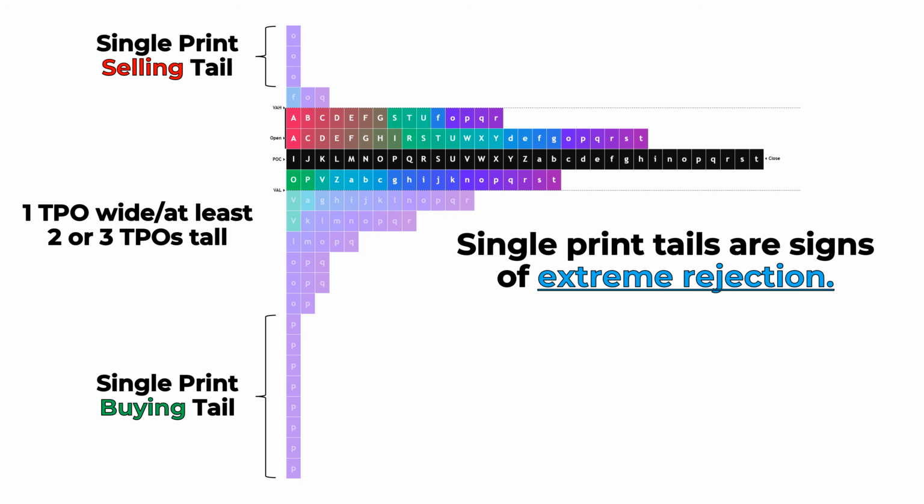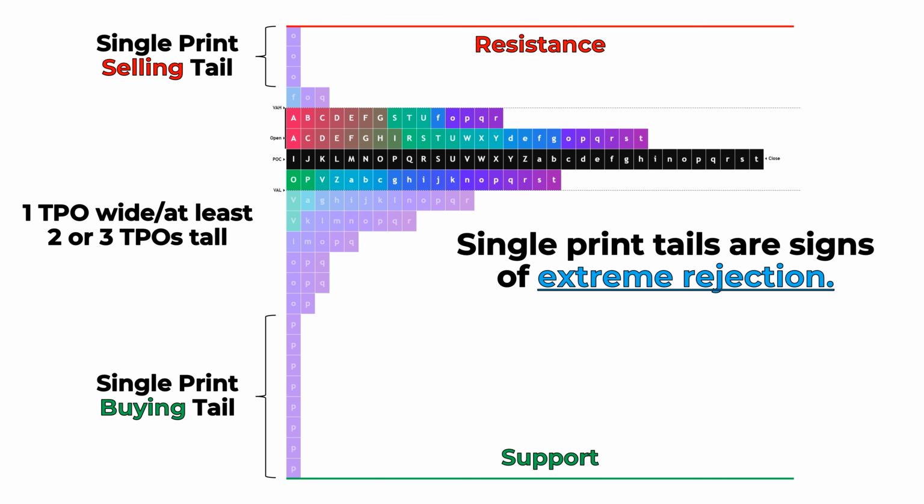In a single print buying tail, we have an indication of strong buyer response after sellers pushed price down. The market spent very little time at the low before being pushed higher. In other words, buyers perceived prices as unfairly low. The low of the single print buying tail becomes a strong support. In a single print selling tail, we have an indication of strong seller response after buyers pushed price up. The market spent very little time at the high before being pushed lower. In other words, sellers perceived prices as unfairly high. The high of the single print selling tail becomes a strong resistance.